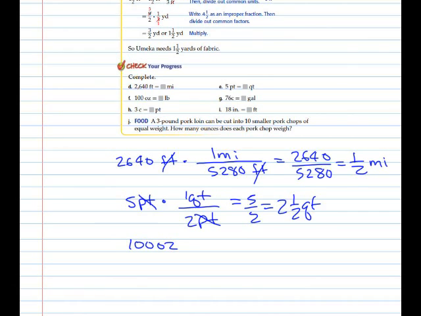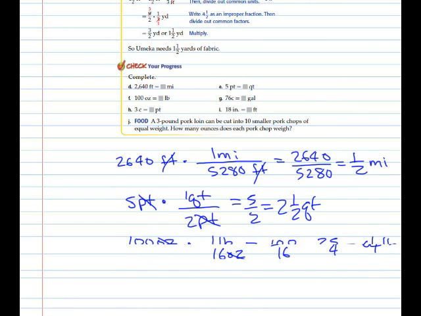Example F, 100 ounces times 1 pound to 16 ounces. Divide out the common unit. Gives me 100 over 16. Divide both of those by 4, gives me 25 over 4, which rewrites to 6 1/4 pounds in this case.